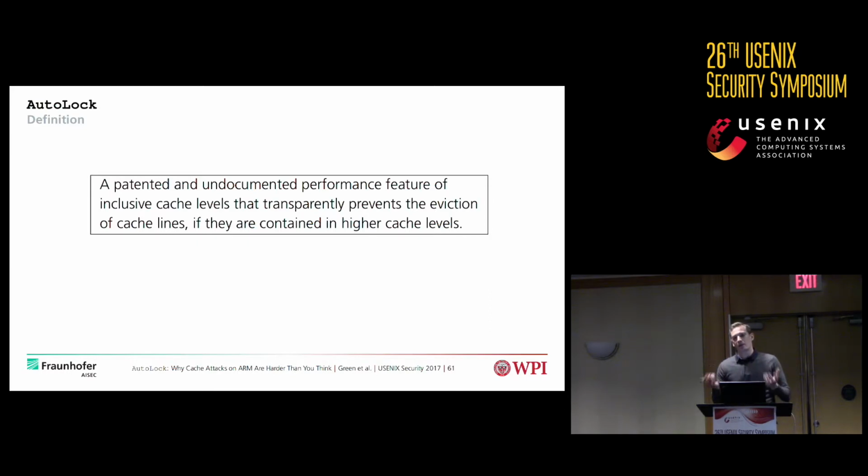So it is a lockdown, but it is not a traditional lockdown. A traditional lockdown or programmable lockdown is something that I can configure and register and just lock cache lines or cache ways. But this is done automatically and conditionally. These lines are only locked if they're contained in a higher cache level. And for these reasons, we dubbed this feature automatic lockdown, or in short, AutoLock.